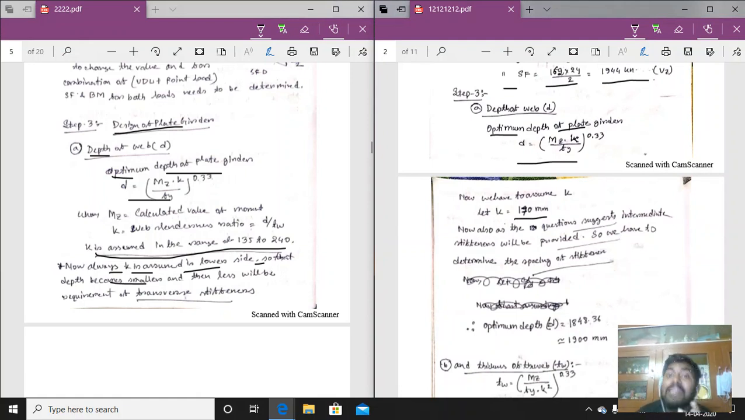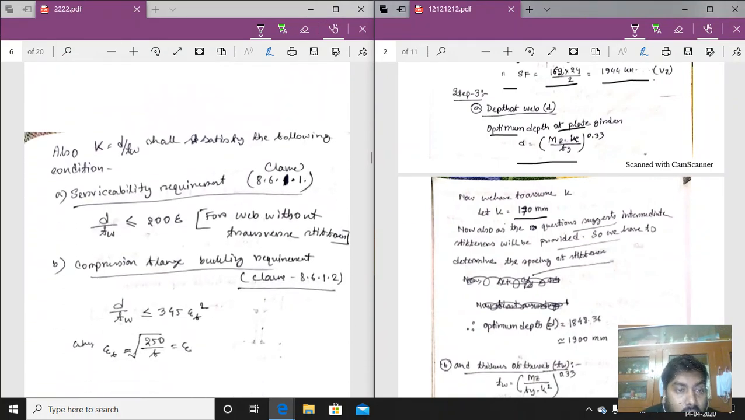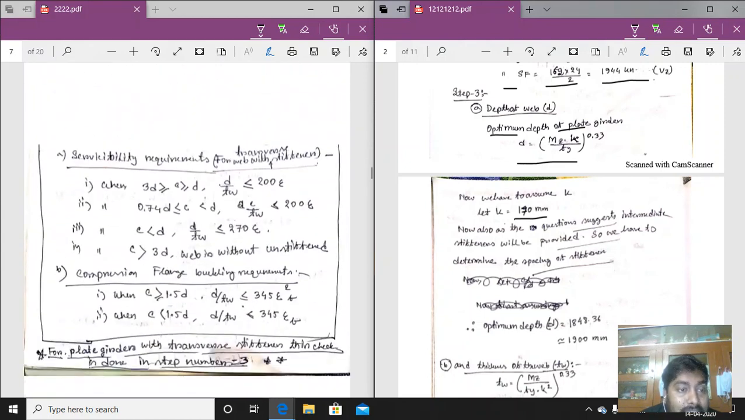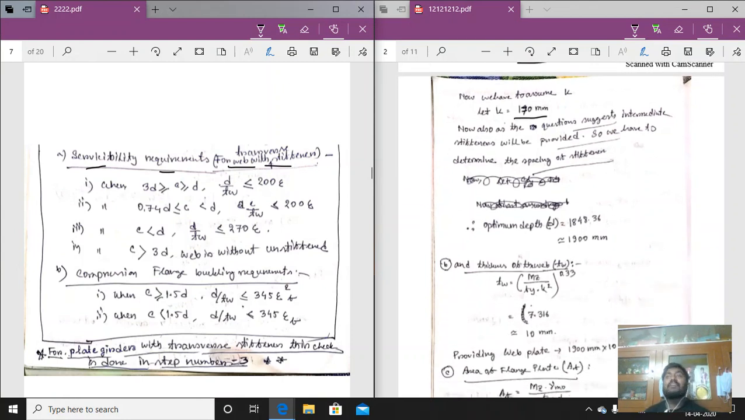Now here it is said that the transverse stiffener will be used. So we have to check the serviceability requirement for a web with transverse stiffeners. We will check that criterion at a later stage, in step number 3, when we are determining the shear strength of the girder. Now we need the value of d, and we are getting it from the optimum depth.